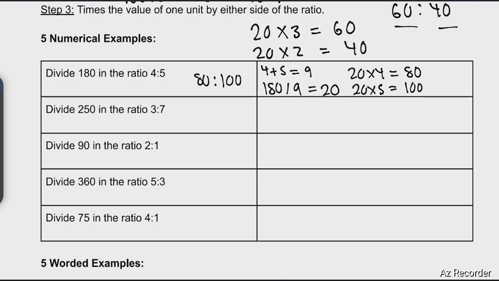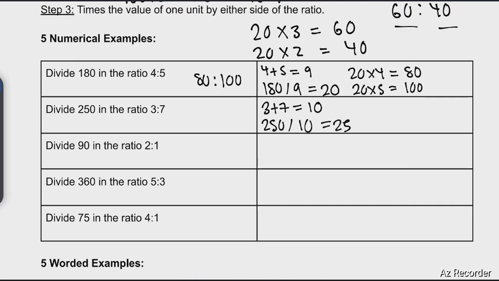The next question is to divide 250 in the ratio of 3:7. The first thing we want to do is add up our total number of parts. 3 plus 7 is equal to 10. And we want to find the value of 1 unit. So we do 250 divided by 10, which is equal to 25.